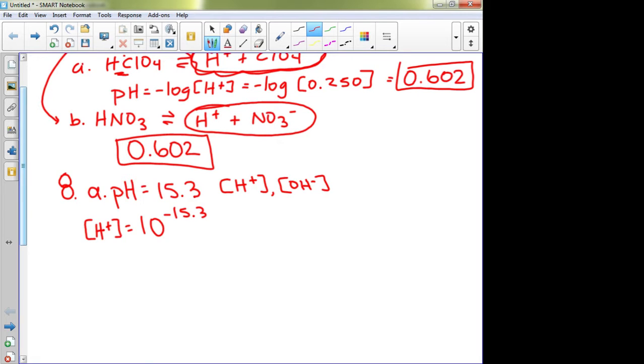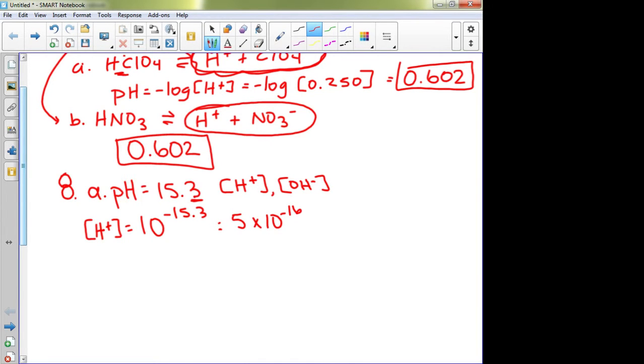So if I put that in the calculator, what if I rounded to 100? All right, so I raise it to the negative 15.3 and I get 5.01 times 10 to the negative 16th, right? Okay, but how do I know what sig figs I'm working with here? How many decimal places did it give me in my pH? 1. So that means how many sig figs does my answer need to be in? 1. So the correct answer here would have been 5 times 10 to the negative 16.